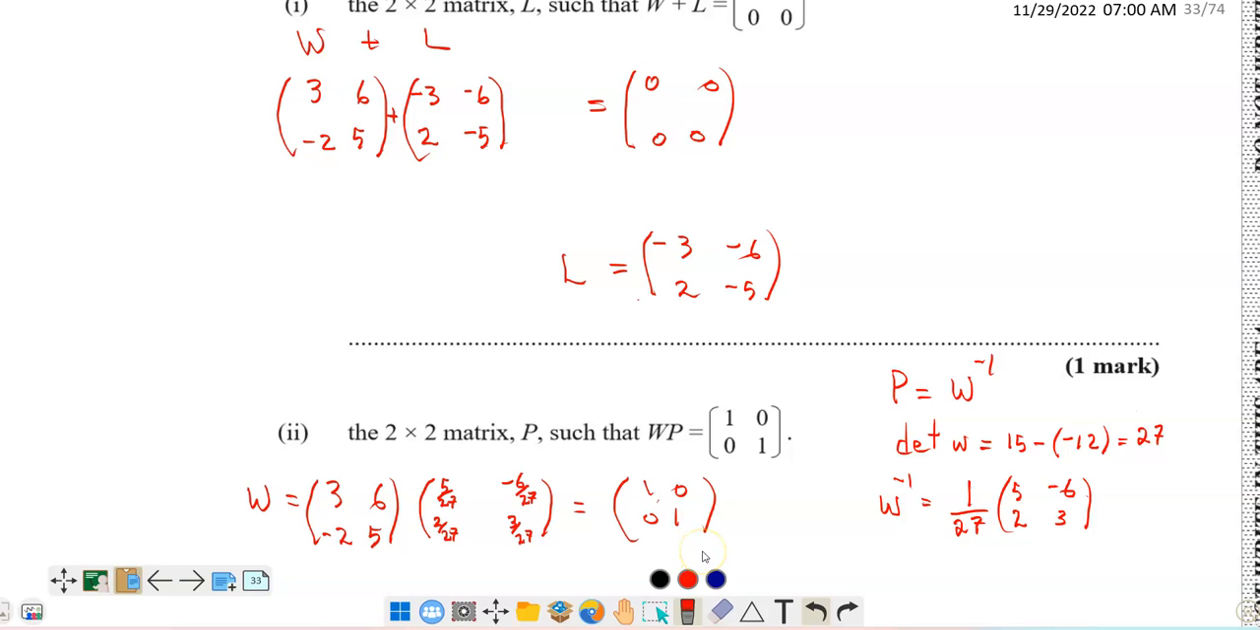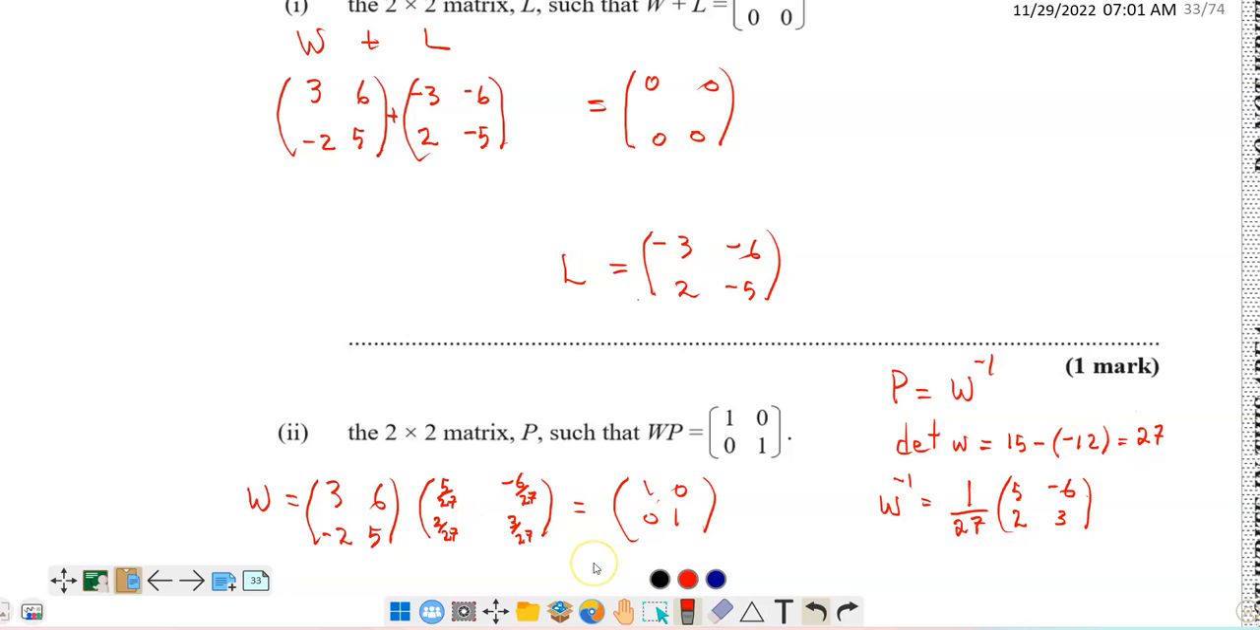Now, there's another way you could do this. You could put letters, say for example A, B, C, D, and then you multiply this matrix with the matrix A, B, C, D, and equate them, and then you can solve the simultaneous equations to get the values which we have. But at this level you have seen that this is the identity matrix, and a matrix times its inverse gives the identity matrix. So just find the inverse of the matrix, and that is it.